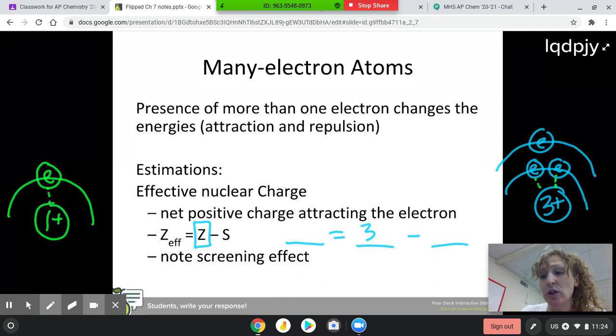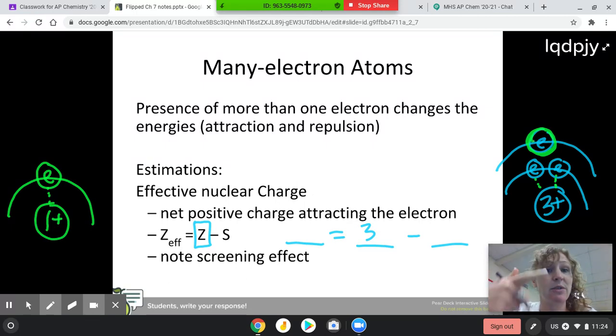However, if we look at the valence electron of lithium, it is A, farther away from the nucleus just because it's repelled by those core electrons, and B, the nuclear charge is blocked. These electrons are in between that valence electron and the nuclear charge. And so this outermost electron, this valence electron of lithium, isn't going to feel a nuclear charge of 3. It's going to be reduced.